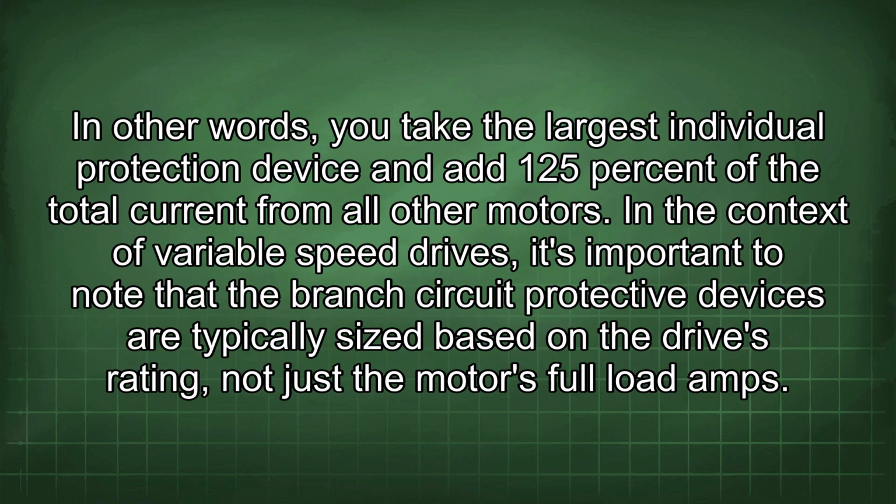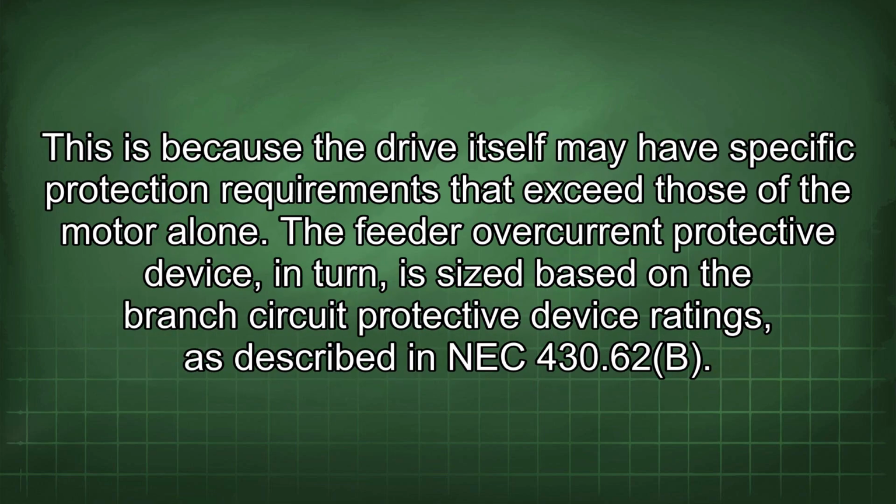In other words, you take the largest individual protection device and add 125% of the total current from all other motors. In the context of variable speed drives, it's important to note that the branch circuit protective devices are typically sized based on the drive's rating, not just the motor's full load amps. This is because the drive itself may have specific protection requirements that exceed those of the motor alone. The feeder overcurrent protective device, in turn, is sized based on the branch circuit protective device ratings as described in NEC 430.62(b).